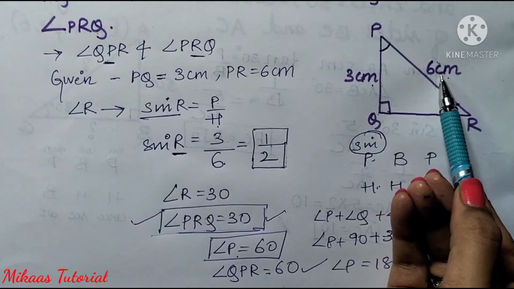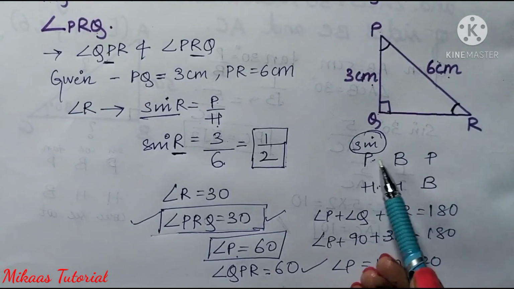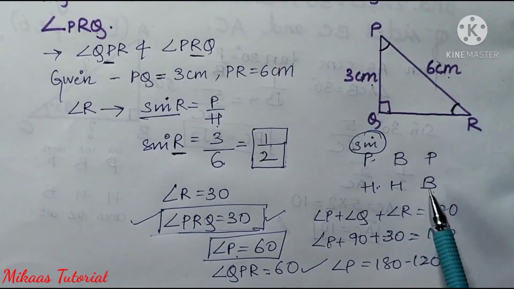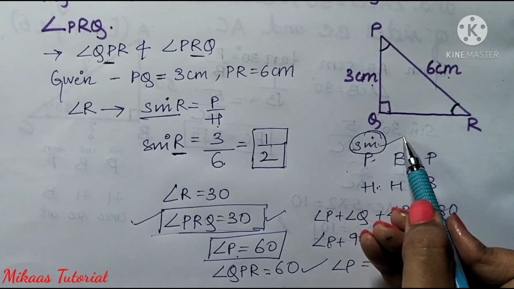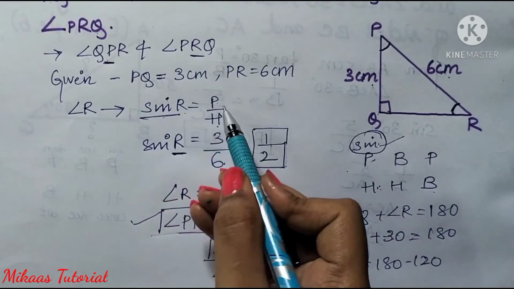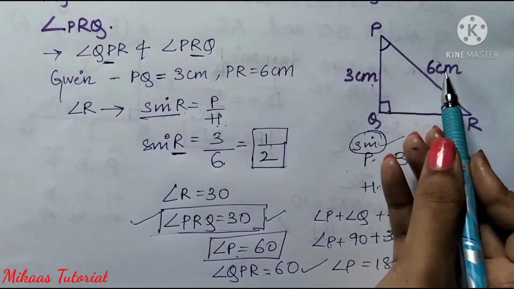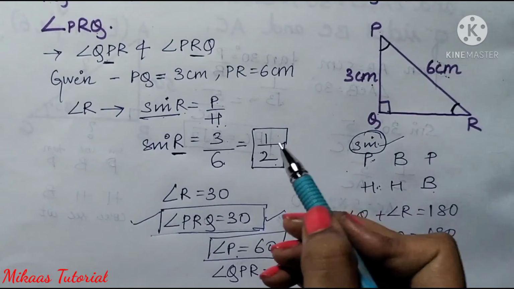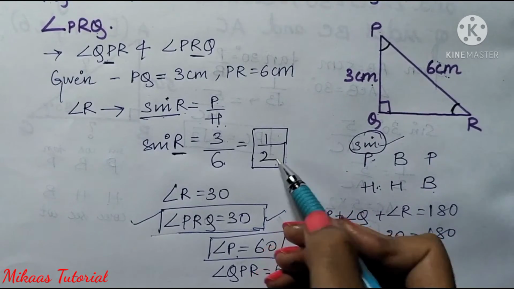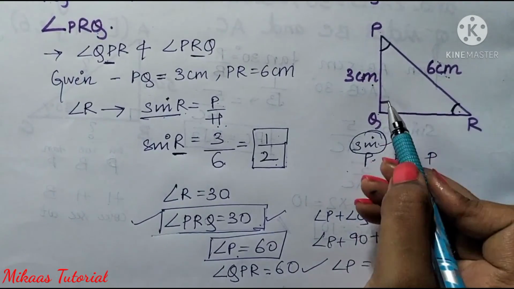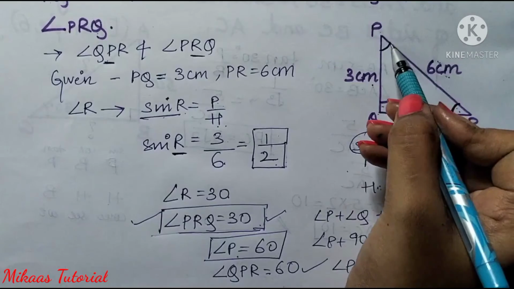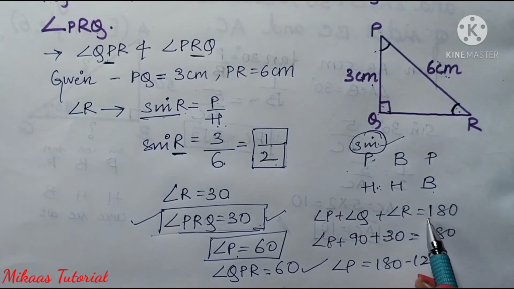We know the perpendicular and hypotenuse values. So we should see in the table where we are getting the perpendicular and hypotenuse. We took sine, that's why. So sine R is perpendicular by hypotenuse. 3 by 6 is 1 by 2. At what angle is the sine value 1 by 2? 30 degrees. So we got the angle R is 30 degrees. Knowing two angles of a triangle, we can find the third angle by just subtracting from 180. We have got angle 60 degrees.